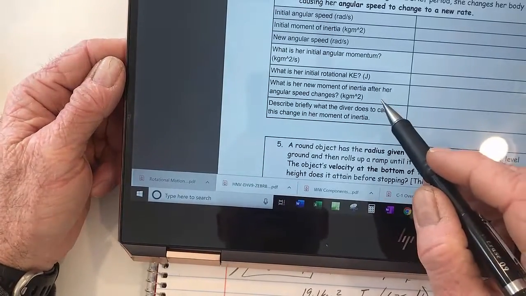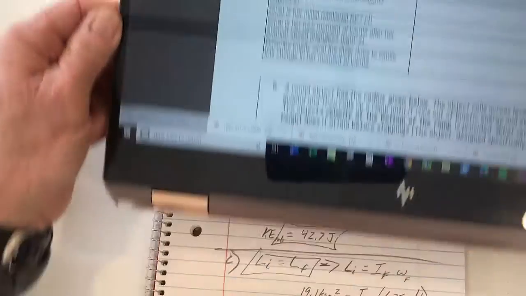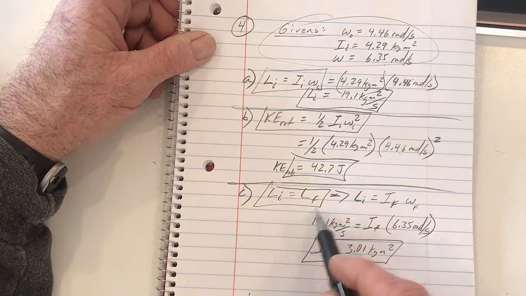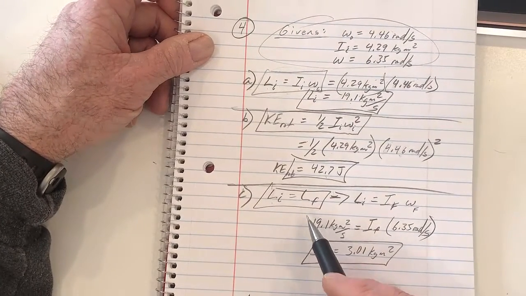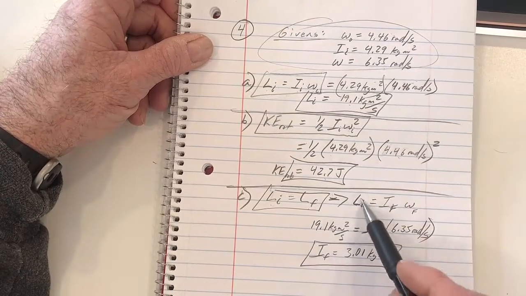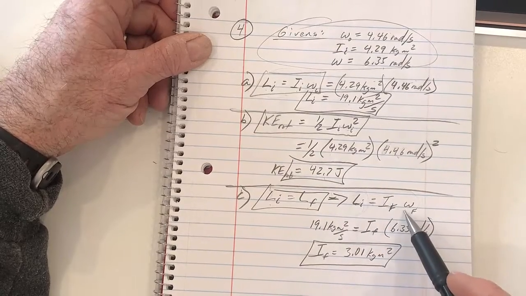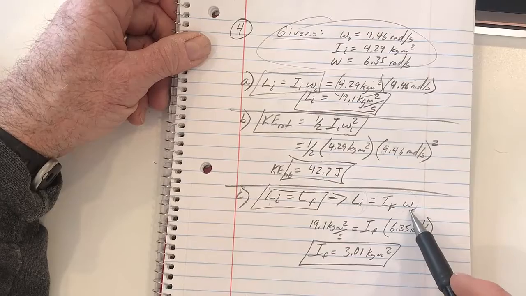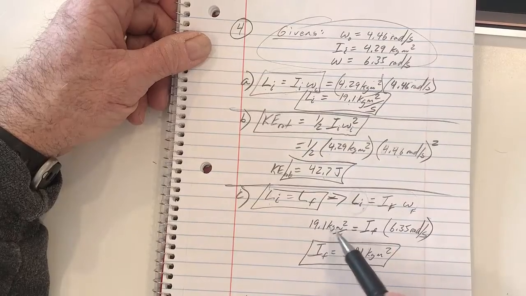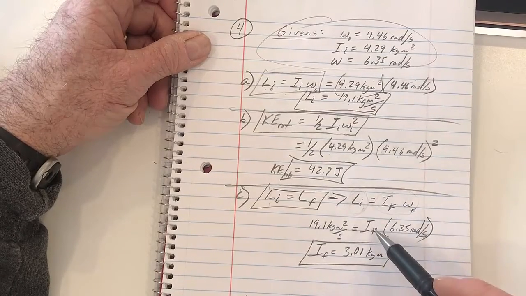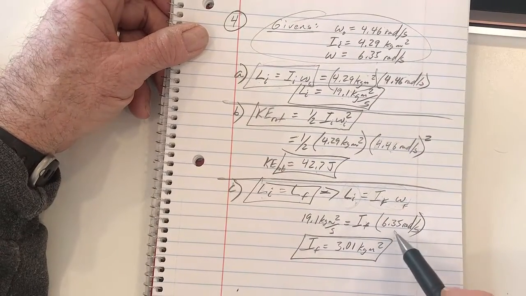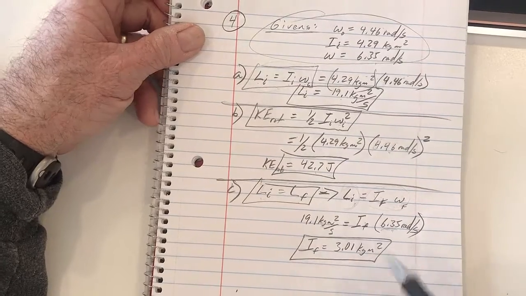The third part, or part C, asks what her new moment of inertia is after her angular speed changes. This is the law of conservation of angular momentum. Her angular momentum is not going to change during this. There's no net torque acting on her body. So momentum before equals momentum after. This is just plugging in the formula for angular momentum. The initial angular momentum I've already calculated, 19.1. Her new angular momentum is going to be her new moment of inertia times her new angular speed. So I can just divide both sides by 6.35 and I get the moment of inertia.